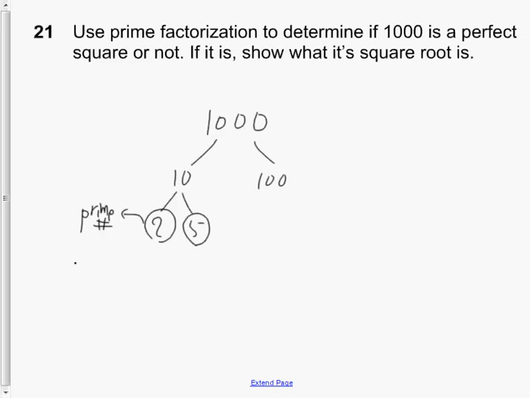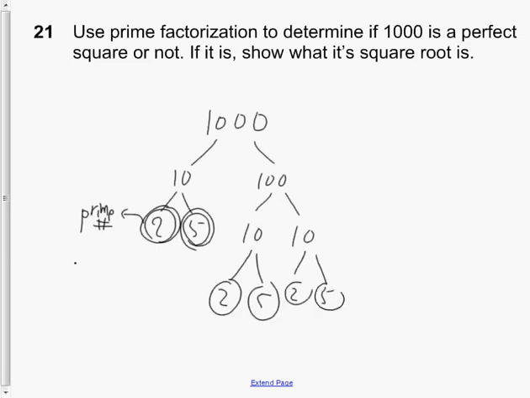So those are prime factors of 1,000. What that means is 2 multiplied by 5 multiplied by 100 would be one way to get 1,000. Or 2 multiplied by 5 multiplied by 10 multiplied by 10 would be 1,000. And if I break this further down, I can go 2 and 5 and 2 and 5, which means 2 times 5 times 2 times 5 times 2 times 5 is a way to get 1,000.